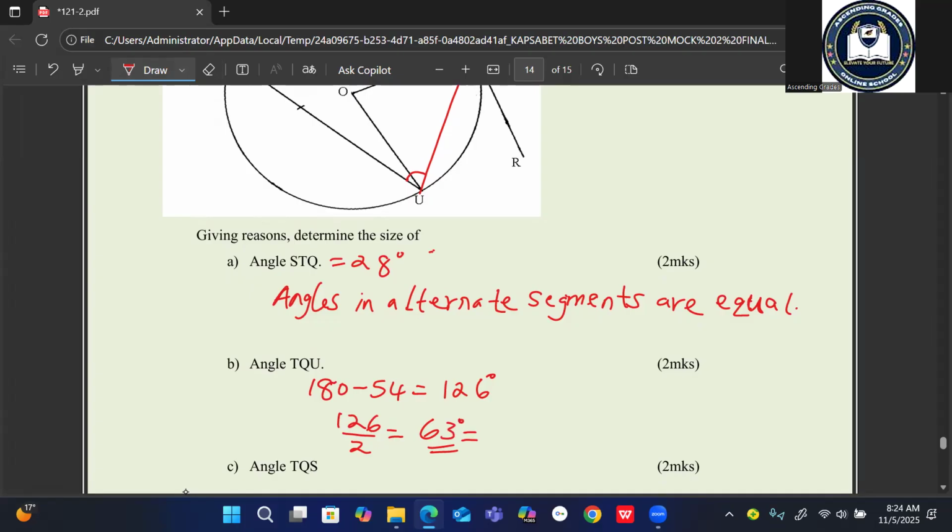That is the size of angle TQU. Reason being that base angles of an isosceles triangle are equal.